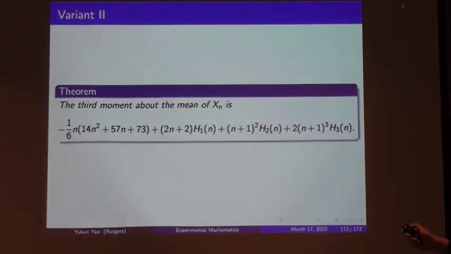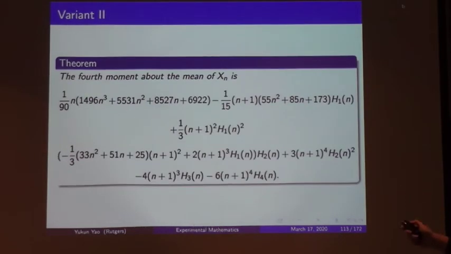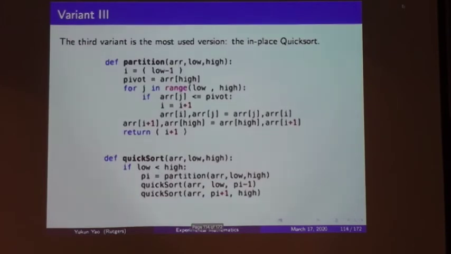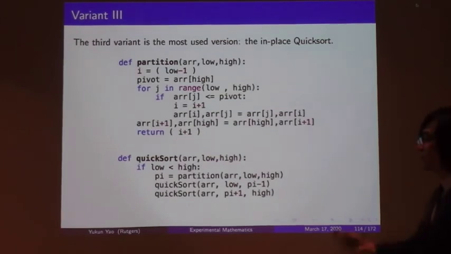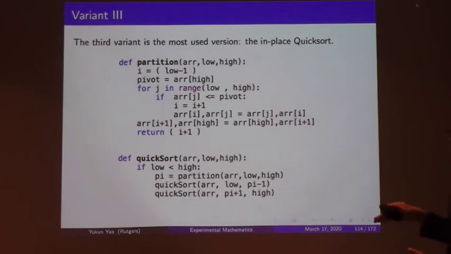Then the third moment and fourth moment. Then we have variant 3. This one is the most used version. It's called in-place quicksort. It means in this one we don't need to create any new list. We don't need any new memory. We do the swap in the list itself.